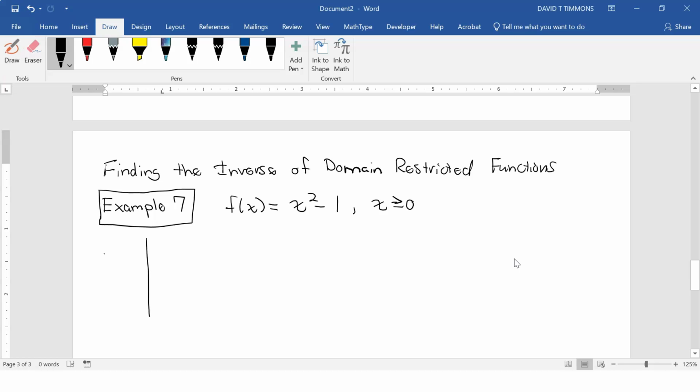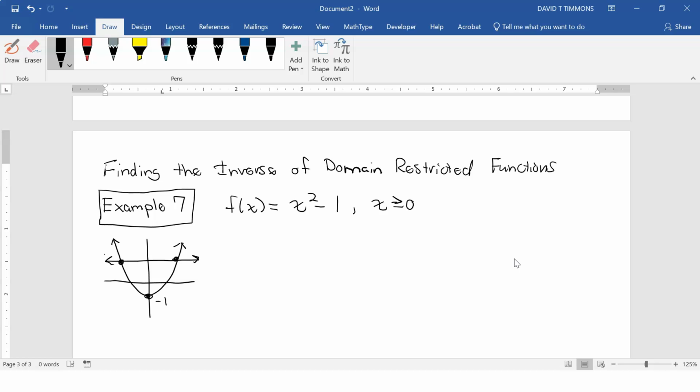Now, if you remember from our transformations, this is really the quadratic function shifted down 1 unit. So it'll look basically like this, with the vertex here at -1. Now, if we apply the horizontal line test, notice it will fail. We have 2 intersection points. We don't have an inverse. So how do we create an inverse out of this function?